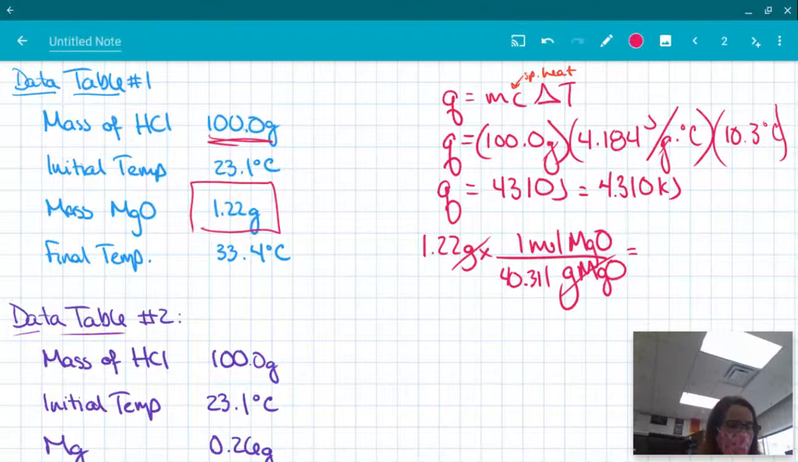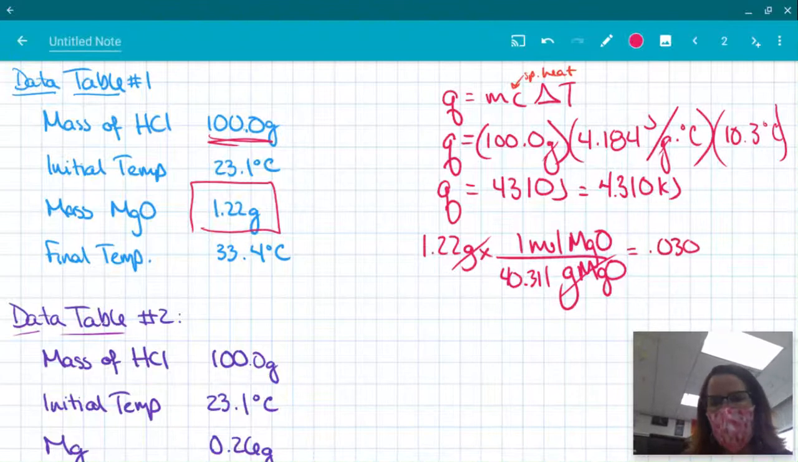So now I need to do the mass times 1, I don't care if you do the times 1, divided by the molar mass, 40.311. And for me, the number of moles is probably a little bit higher than the moles you had, because we weren't close to 1 like you guys were. Mine is 0.0303, and that's in moles. So that's my 3 sig figs right there.